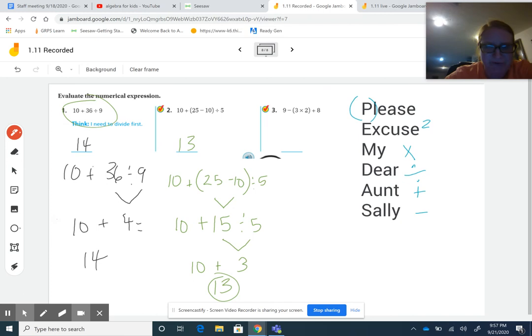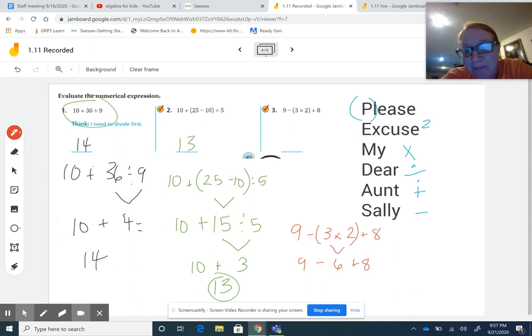All right, and the last one I'm going to do in red. We have 9, I'm going to squeeze it down. 9 minus 3 times 2 plus 8. Okay, make sure I've got all my parentheses. Now, we have parentheses, so we have to do that first. 3 times 2 is 6. And then we have plus 8 on the end and 9 minus on the front.